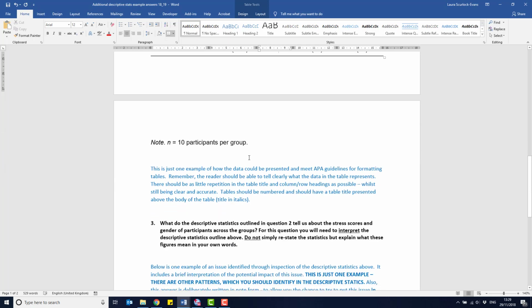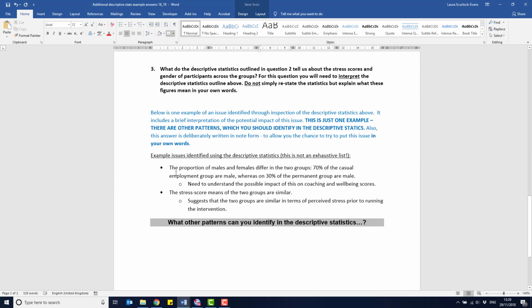and that's what we'll be trying to write up. Now, there's some information here about that. It's deliberately put into note form, so you could try and write that in your own words using an academic writing style, because that's an important skill to develop.